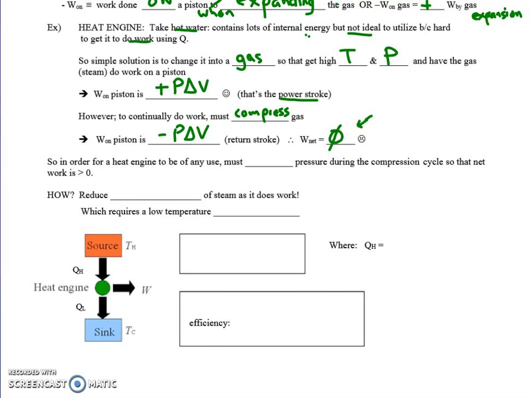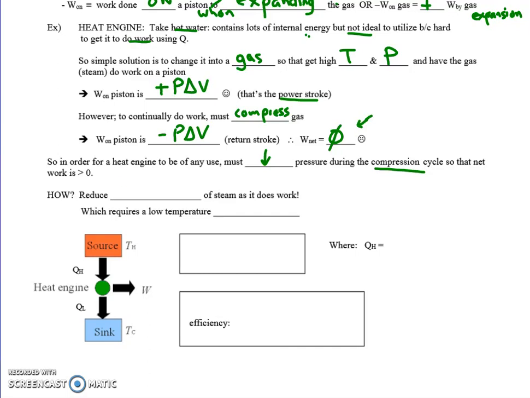So how do we get around this? Well, the solution is, to be of any use, you must decrease the pressure during the compression cycle so that the net work is greater than zero. In other words, we expand the gas at high pressure and then we compress it at low pressure, so that the P part in the work done in the return stroke is lower than before, and the net value is something other than zero. Okay, that sounds good. We can do that. So how do we do that?